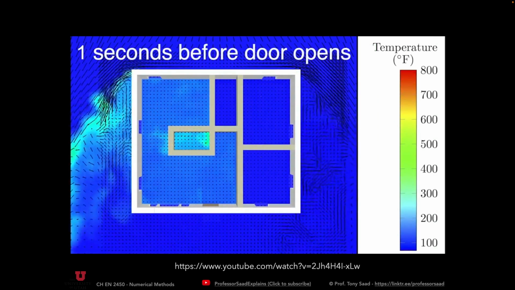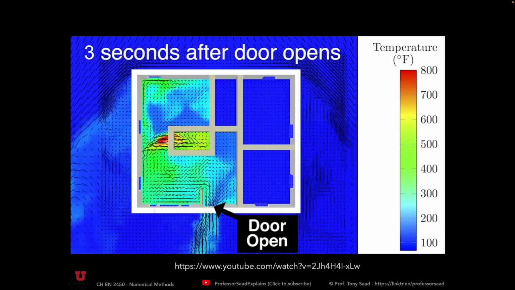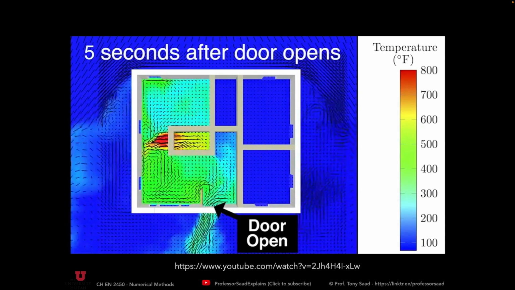This video shows the calculated change in gas temperatures as a result of opening the front door, which increased the flow and mixing of the fire gases within the house.